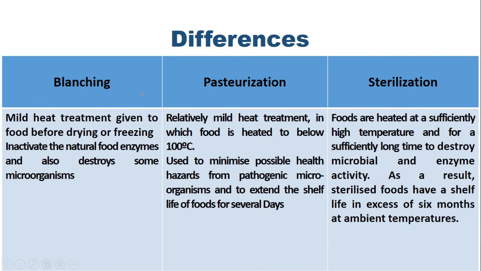Now we will see the difference between blanching, pasteurization, and sterilization. In blanching, it is a mild heat treatment given to food before drying or freezing to inactivate the natural food enzymes and also to destroy some microorganisms. Pasteurization is a relatively mild heat treatment in which food is heated below 100 degrees centigrade. It is used to minimize possible health hazards from pathogenic microorganisms and to extend the shelf life of food for several days. In sterilization, the foods are heated at a high temperature and for a long time to destroy microbial and enzymes activity. As a result, sterilized foods have a shelf life in excess of 6 months at ambient temperatures.